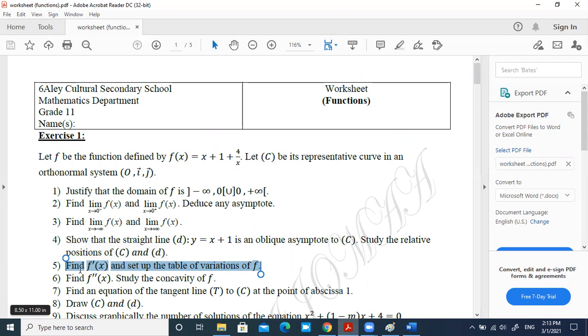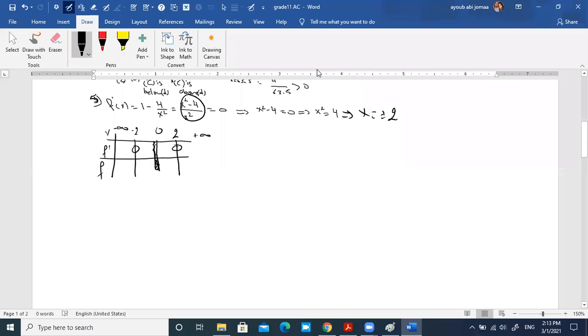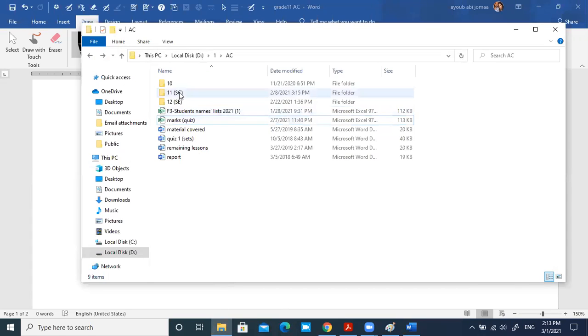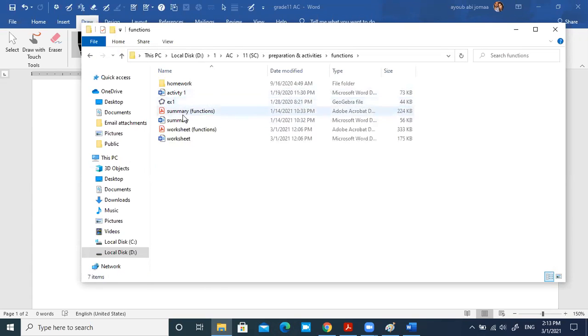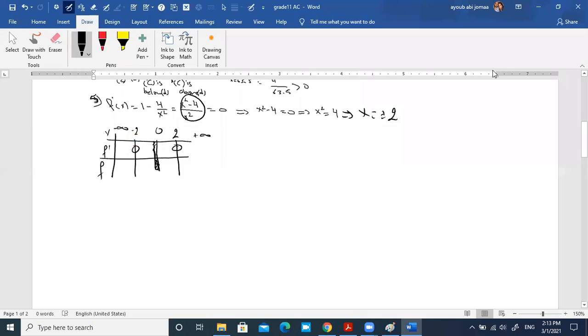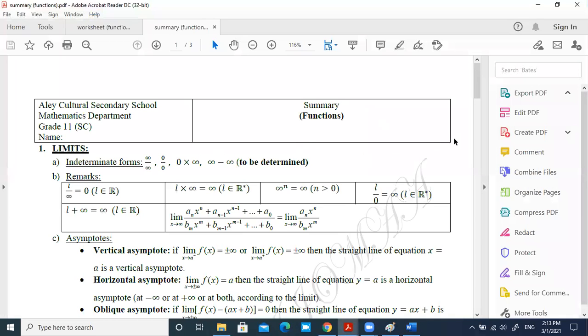The question here: find f prime of x and set up the table of variations of f. Set up the table of variations. Table of variations means you have to put a table that contains f prime and f. F prime, you have to study the sign of f prime and then the variation of f, because as we said, the variations of the function depend on the derivative.